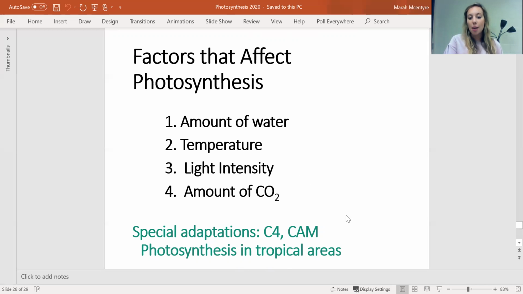So there are some special adaptations, C4 and CAM photosynthesis. This happens in tropical areas, areas where it's really hot. Basically, it's going to affect that leaf mouth, the stomata, from opening and closing at certain times. So the stomata is going to want to stay closed while it's really hot outside so that all the water doesn't just evaporate and leave, right? And so it's going to control that stomata and allow it to work as efficiently as it can for these plants.